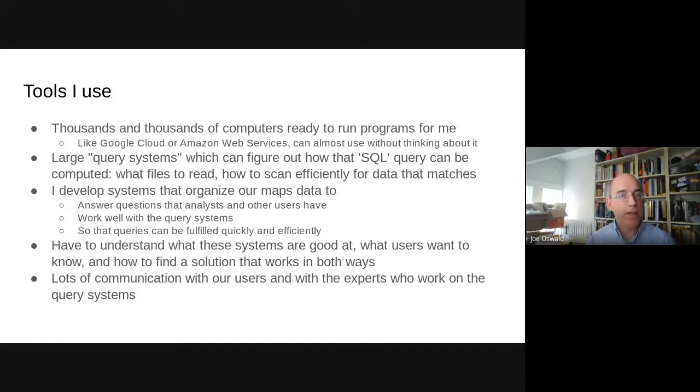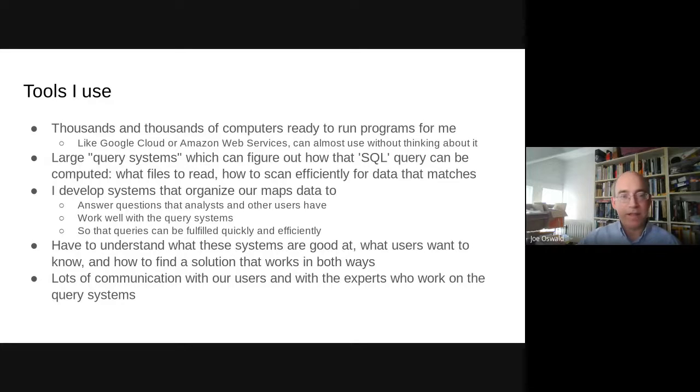Some of the tools that I use, the main thing is that Google has thousands and thousands of computers. I don't really know if we're up to the millions, but we're pretty close to it. And all of those computers stand ready to run programs for me and for other Google engineers and Google systems. And a way to understand this is that there are products that we call things like Google Cloud. Amazon has Amazon Web Services, where these thousands of computers are made available to end users. Most of those users have to pay for the privilege, but I can use it almost without thinking about it.